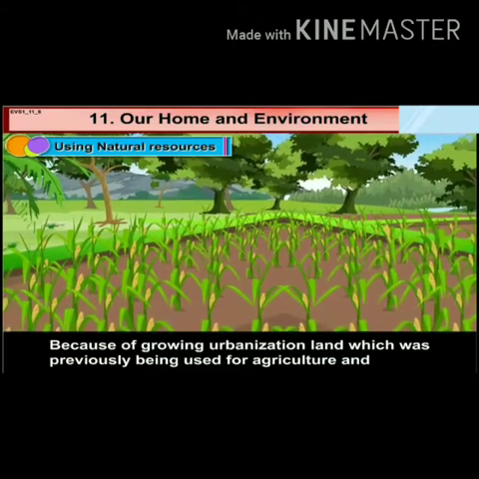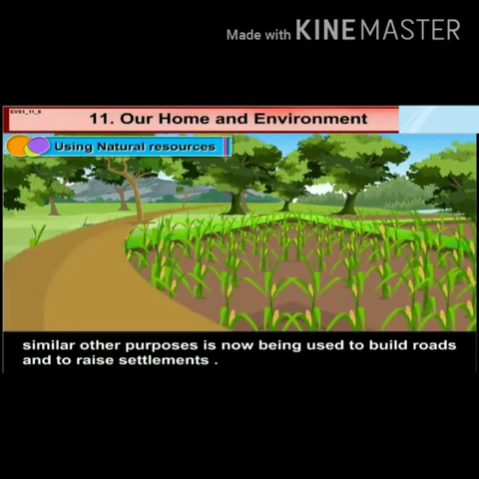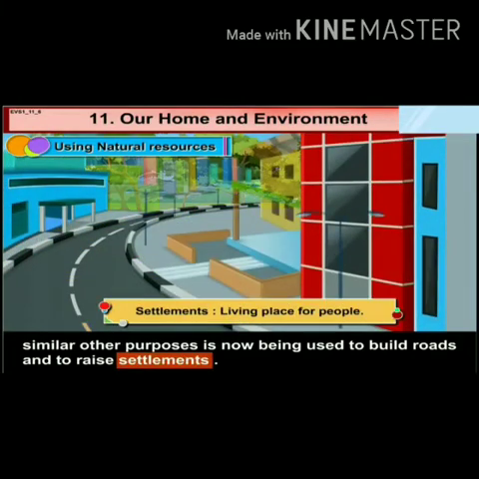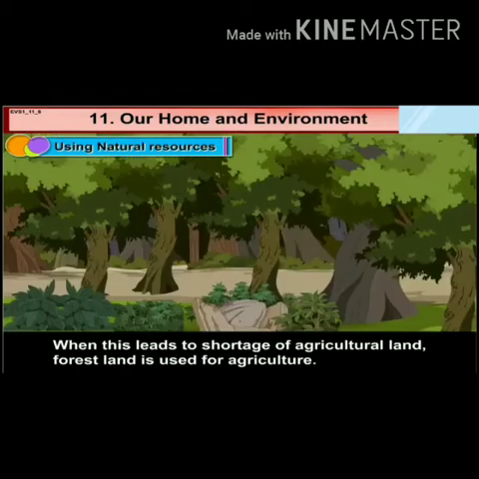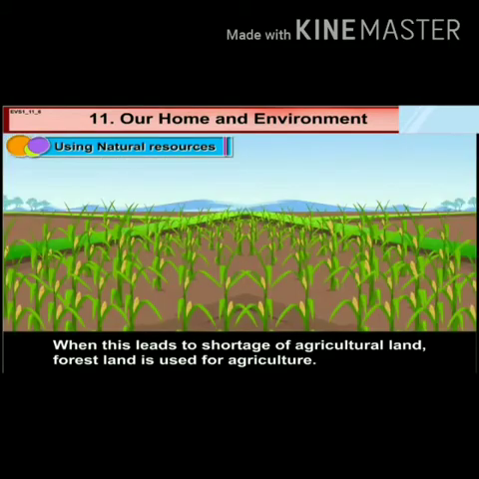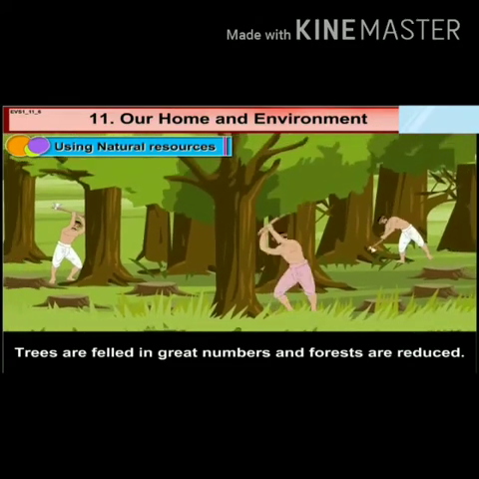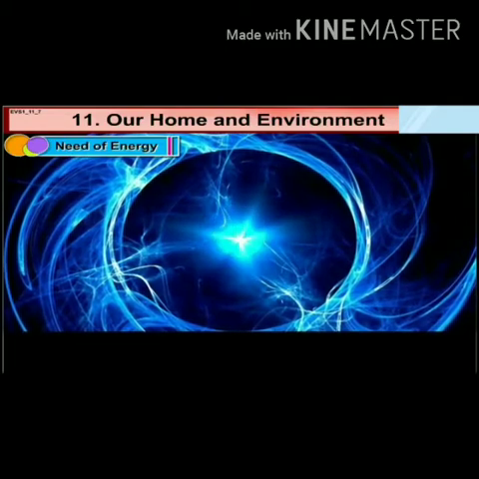Land which was previously used for agriculture is now being used to build roads and to raise settlements. What does it mean? Living place for people. When this leads to a shortage of agricultural land, forest land is used for agriculture. Trees are cut down in great numbers and forests are reduced.